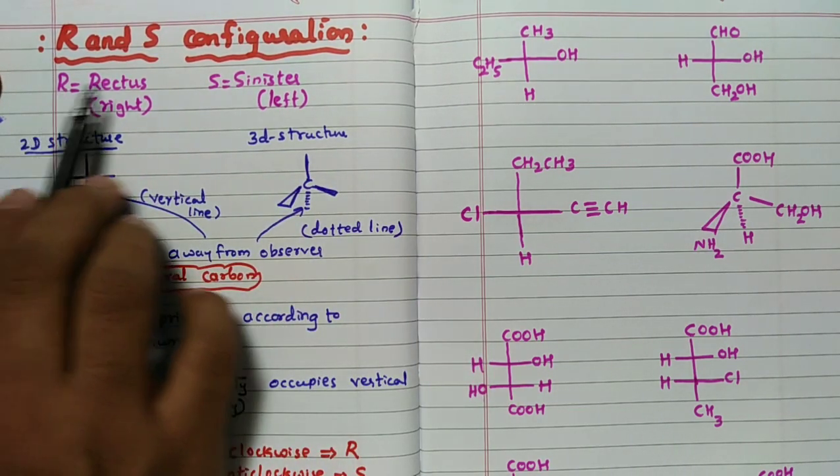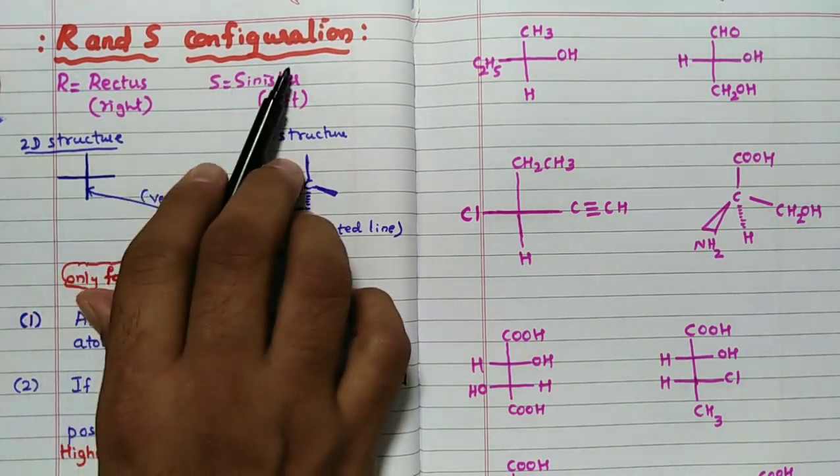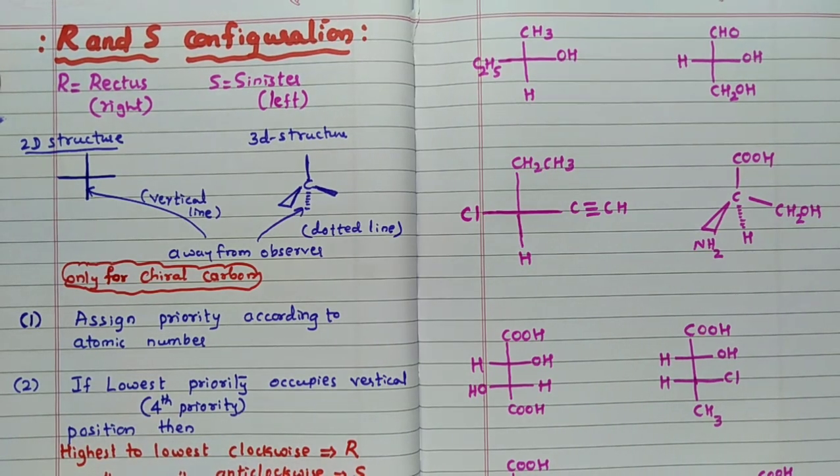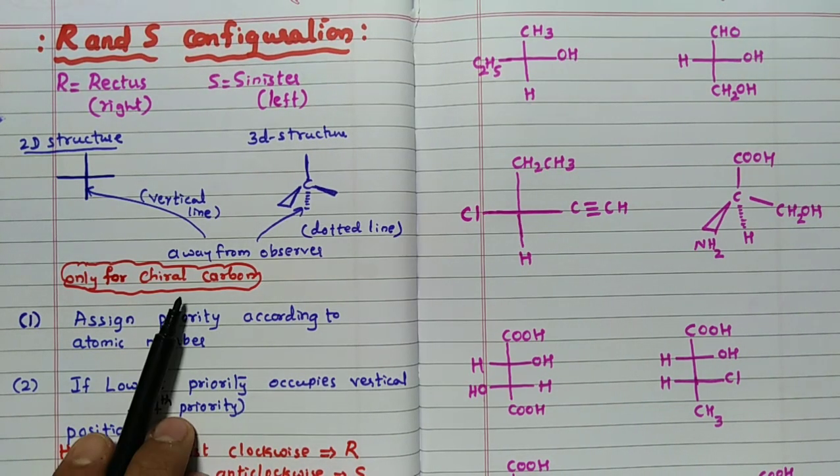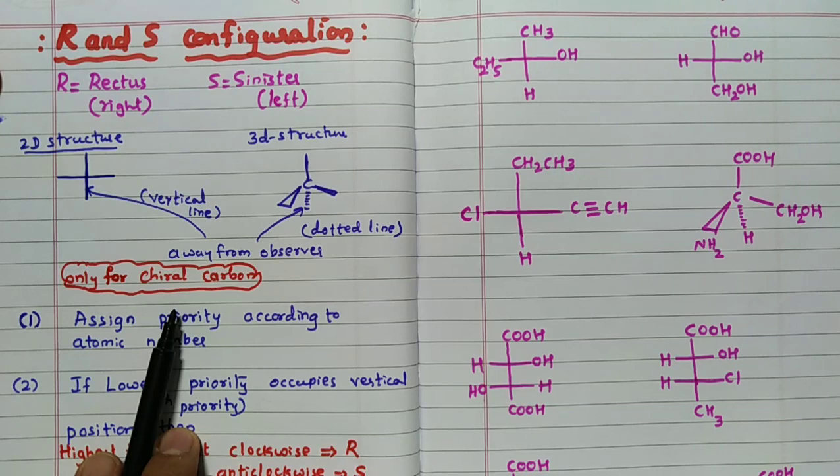Yes, here R means rectus, which means right. S means sinister, which means left. And one thing you remember, this is assigned only for a chiral carbon. If there is a chiral carbon, then you can apply it.